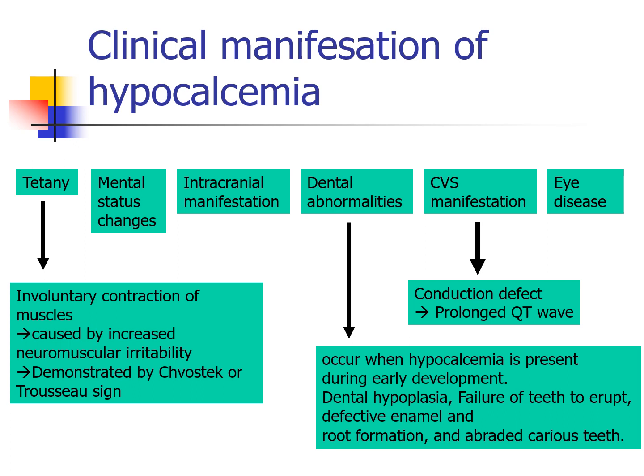Dental abnormalities can occur when hypocalcemia is present during early development. Examples of dental abnormalities are dental hypoplasia, failure of teeth to erupt, defective enamel and root formation, and abraded carious teeth. Cardiovascular manifestation can be seen as conduction defect, such as prolonged QT interval.